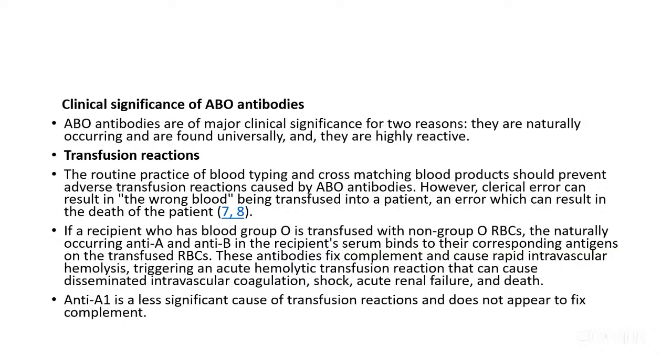Now, if a recipient who has blood group O is transfused with non-group O RBCs, the naturally occurring anti-A and anti-B in the recipient serum binds to their corresponding antigens on the transfused RBCs. These antibodies fix complement and cause rapid intravascular hemolysis, triggering an acute hemolytic transfusion reaction that can cause disseminated intravascular coagulation, shock, acute renal failure, and eventual death. Anti-A1 is a less significant cause of transfusion reaction and does not appear to fix complement. We talked about A1, A2 the other time.